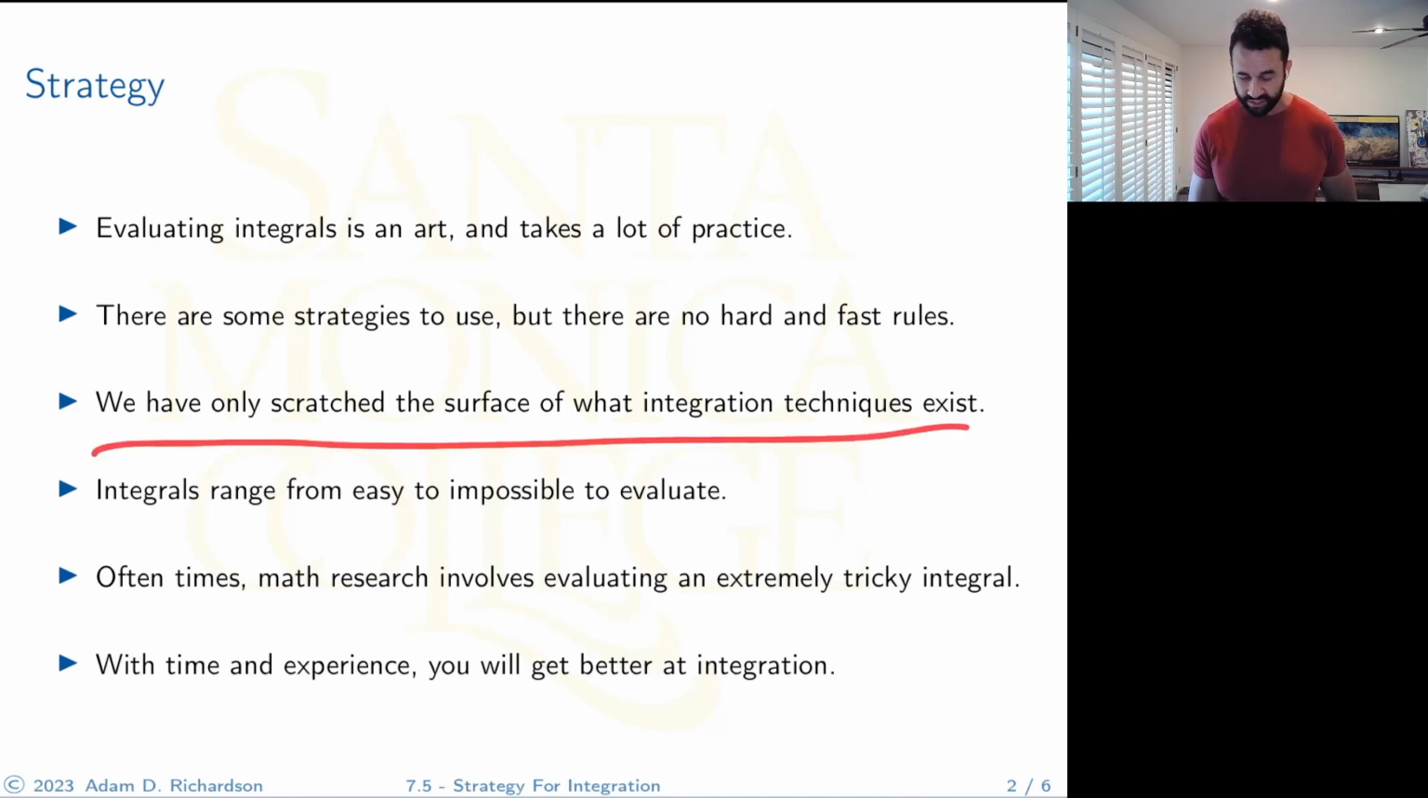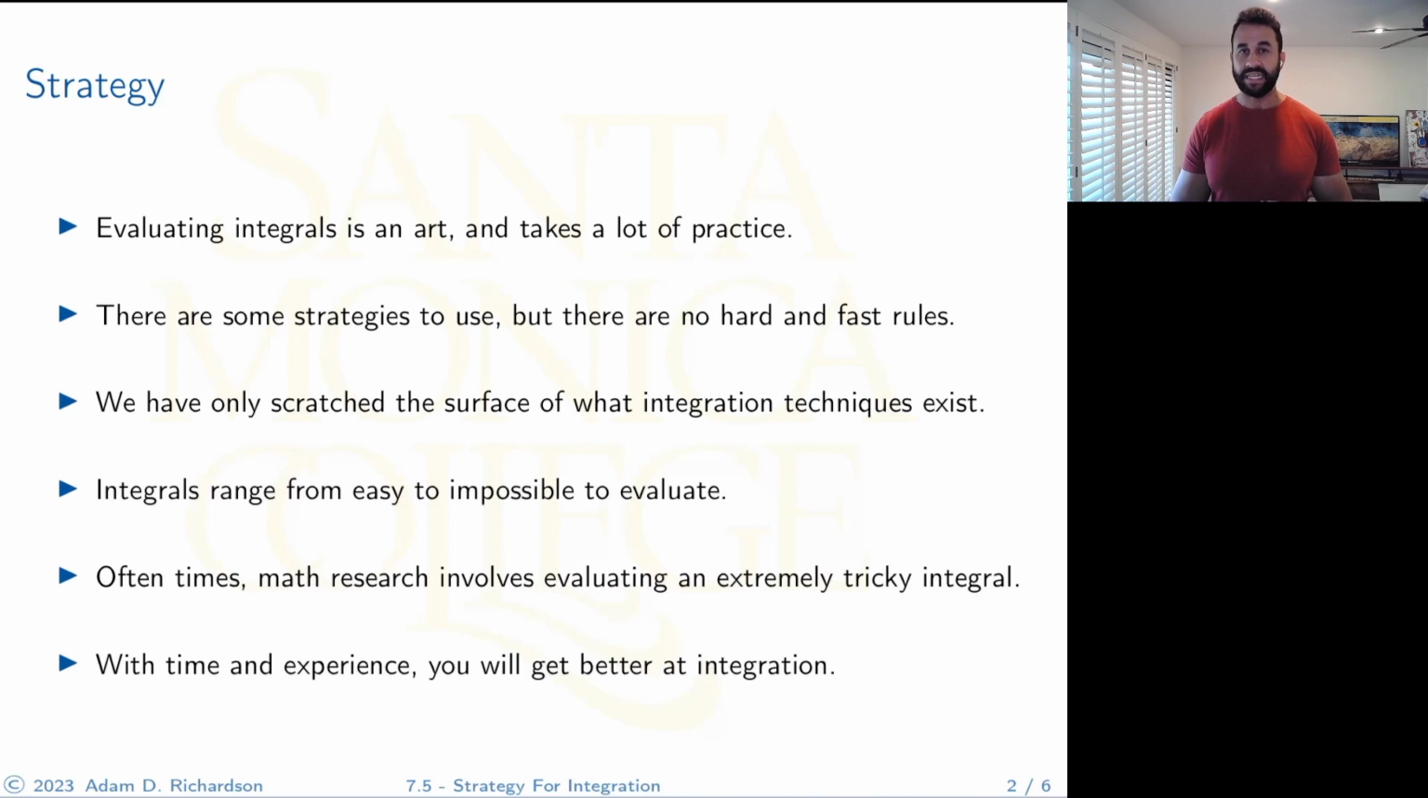The other thing is we've actually only scratched the surface of what integration techniques exist. This is not the end all be all of integration techniques. There are hundreds and thousands of them, and you can learn more of them if you want to as you go further in your math education. But this is about all we're going to learn. Integrals range from easy to impossible to evaluate. There's no way to really show the entire gamut, but I'm going to show you some trickier integrals in just a moment here.